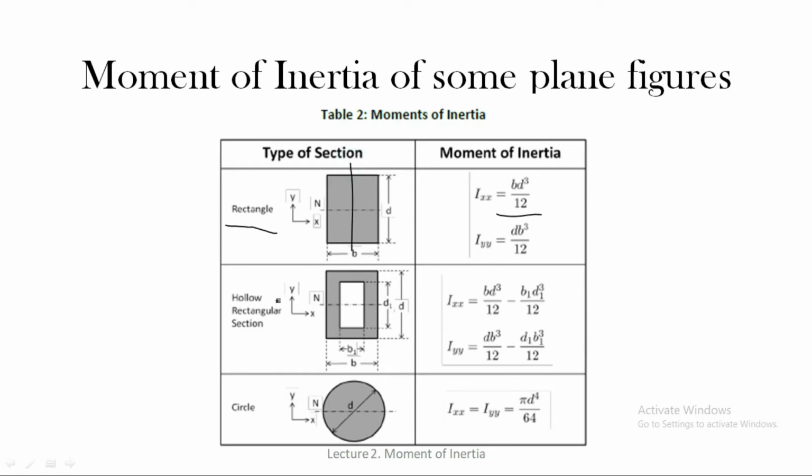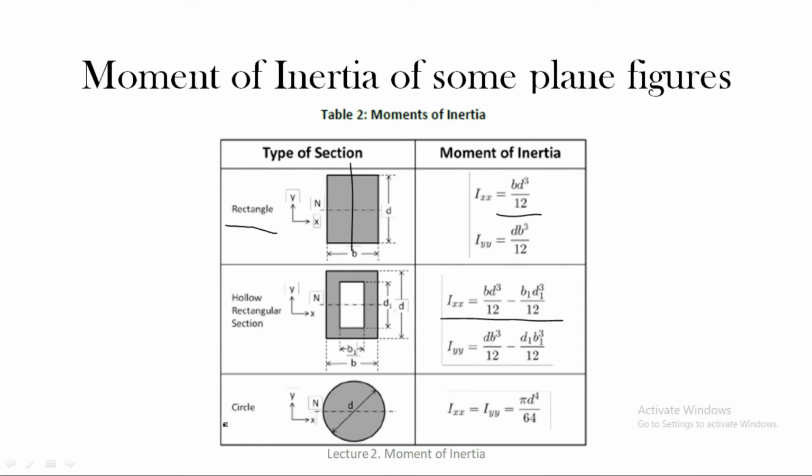For the hollow rectangular section, B was the breadth of the outer rectangle and B1 was the breadth of the inner rectangle. In the same way, D was the depth of the outer rectangle and D1 was the depth of the inner rectangle. Using these dimensions, we had the formulas of I_XX and I_YY.